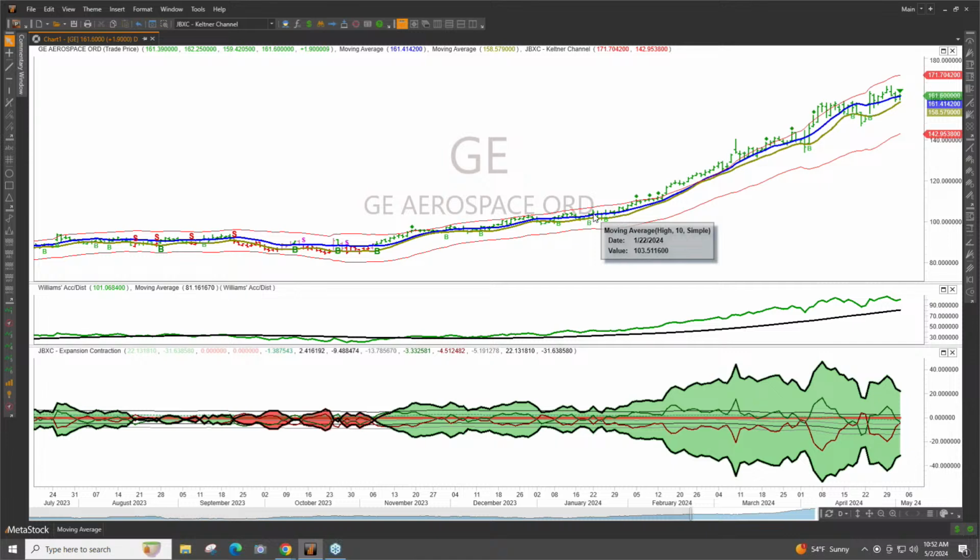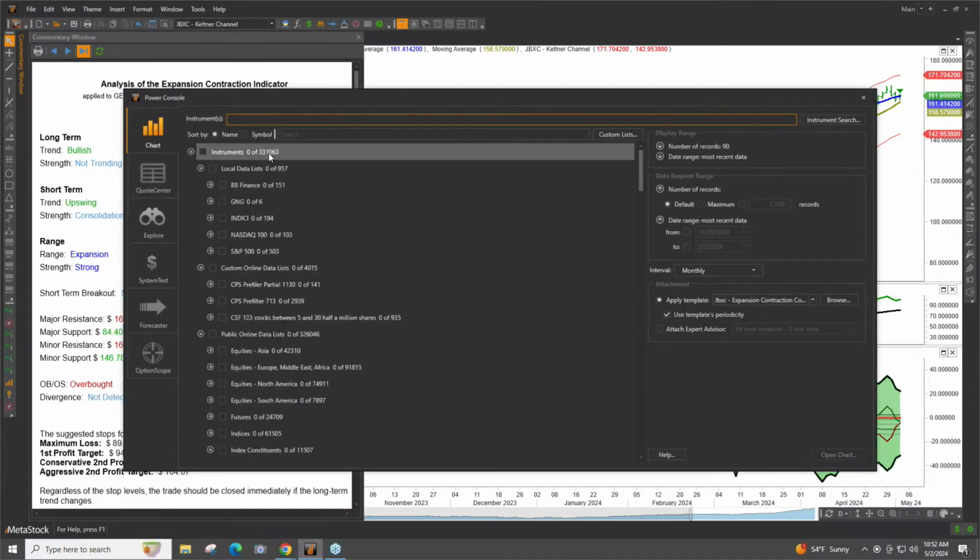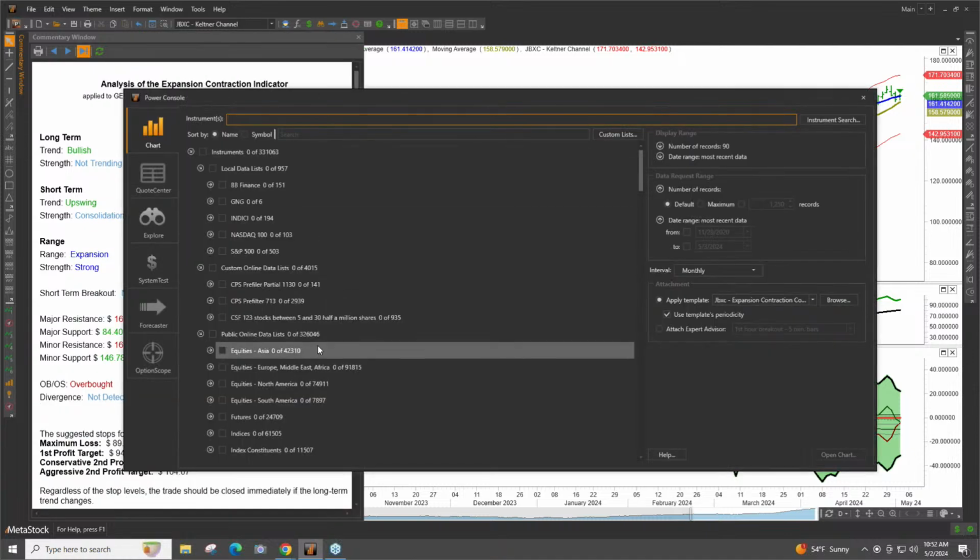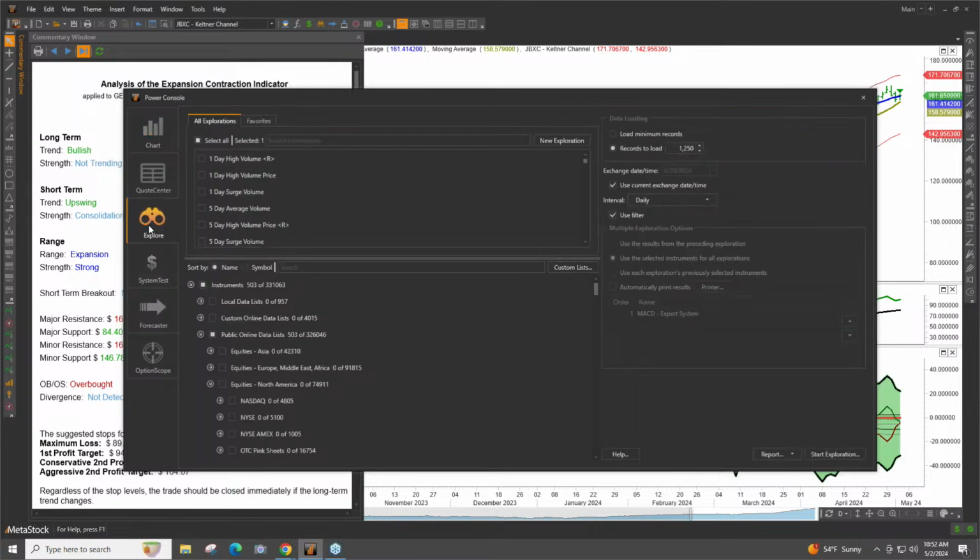So when it comes to scanning, I'm going to open up our Power Console and talk about the explorations that we've put together. The idea behind scanning is, if there are all these choices we can pick from, how do we know which ones we should buy? Or how do we shorten our list? We're not going to look at 5,600 stocks every day. A great way to do that, especially if you're using something objective like the system we developed with Brian and Jake, is you can scan for it.